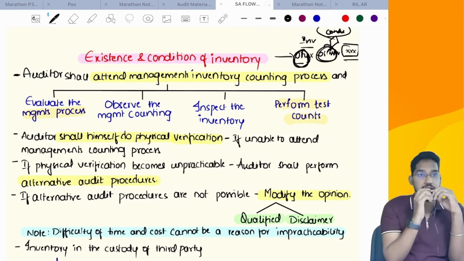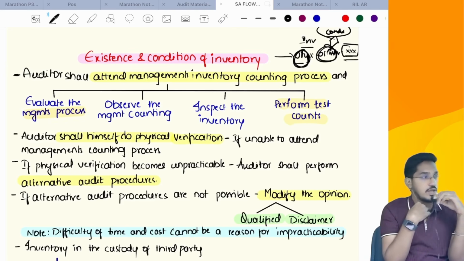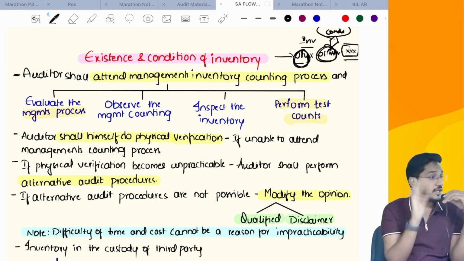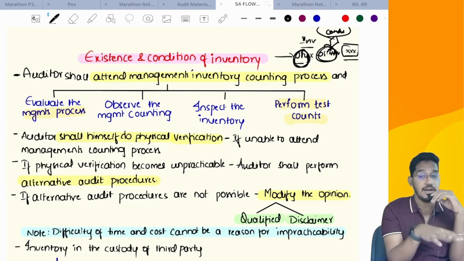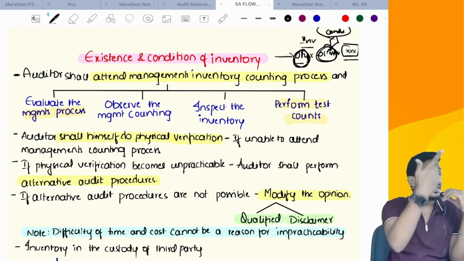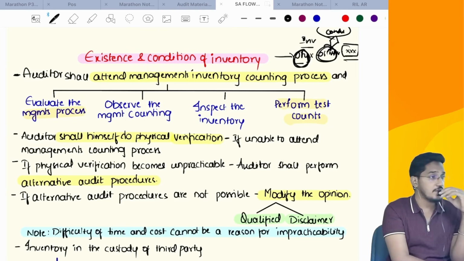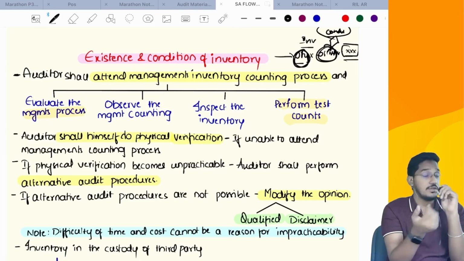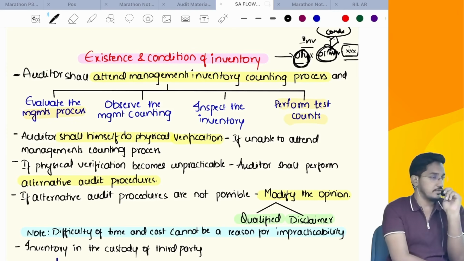Sir, I did not attend management's inventory counting process. I thought of going on my own, but that has become highly impracticable. Then what should I do? Then the standard says try to perform alternative audit procedures. Think, apply your mind. What else can you do apart from physical verification? Can you do anything else to obtain audit evidence? Sir, what can I do, that is up to your choice. Sir, someone has come and told, sir, I will do a video call and see.